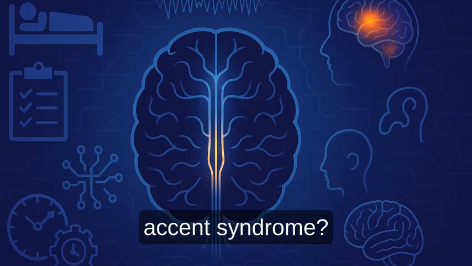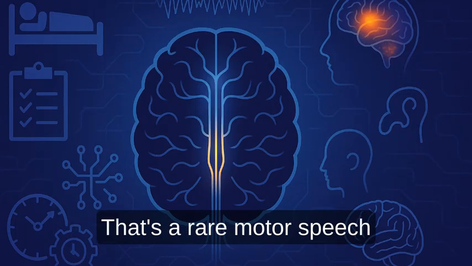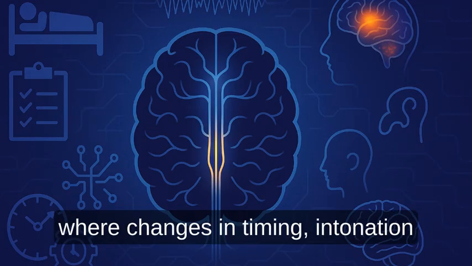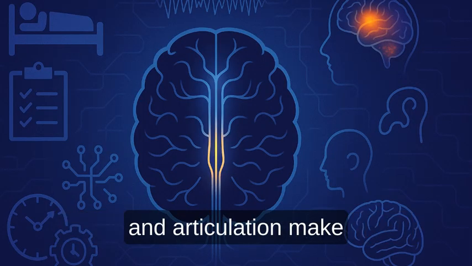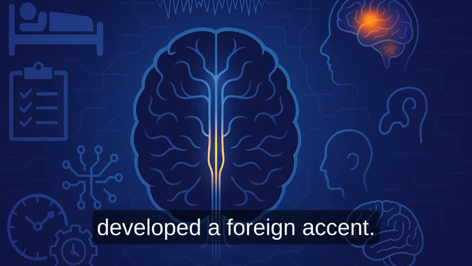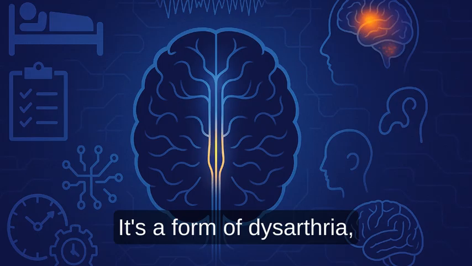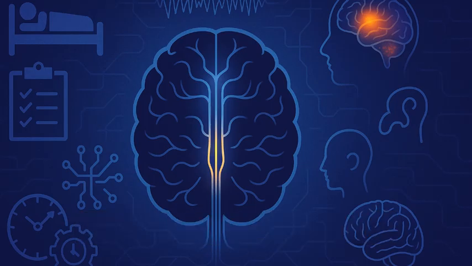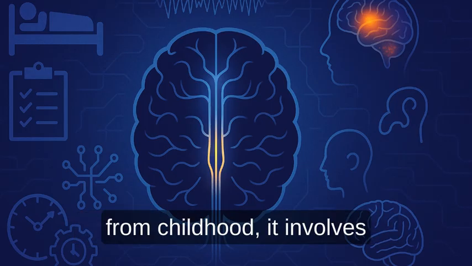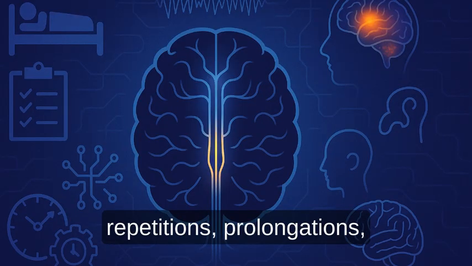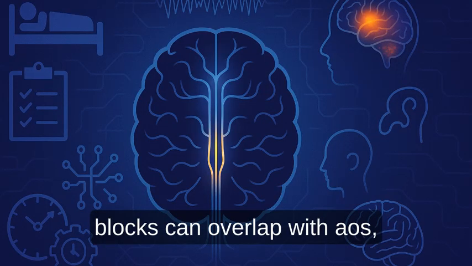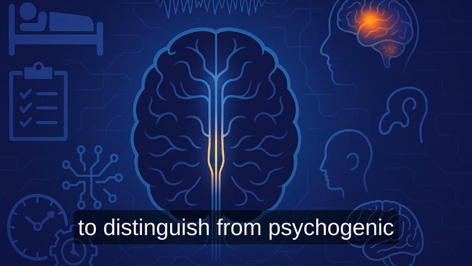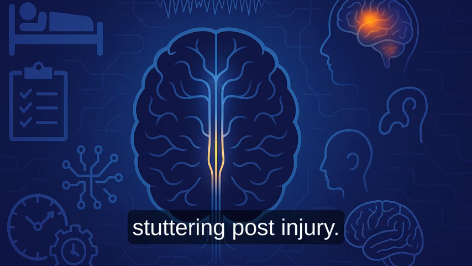What about that foreign accent syndrome? That's a rare motor speech disorder, usually after a stroke, often left hemisphere motor areas, where changes in timing, intonation, and articulation make the person sound like they've suddenly developed a foreign accent. It's a form of dysarthria, essentially. And acquired stuttering. This develops after brain injury, stroke, TBI, unlike developmental stuttering from childhood. It involves repetitions, prolongations, blocks, can overlap with AOS, but might lack the groping or inconsistency. Important to distinguish from psychogenic stuttering post-injury.